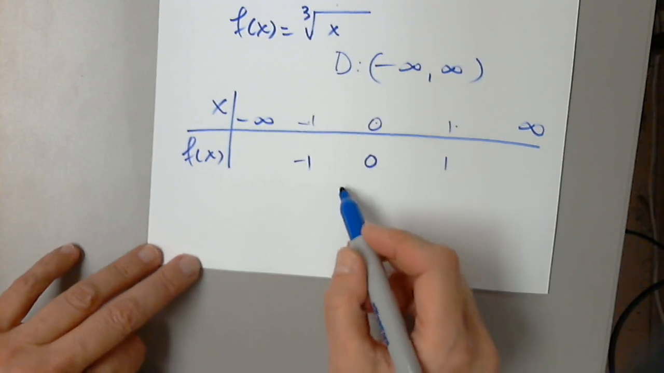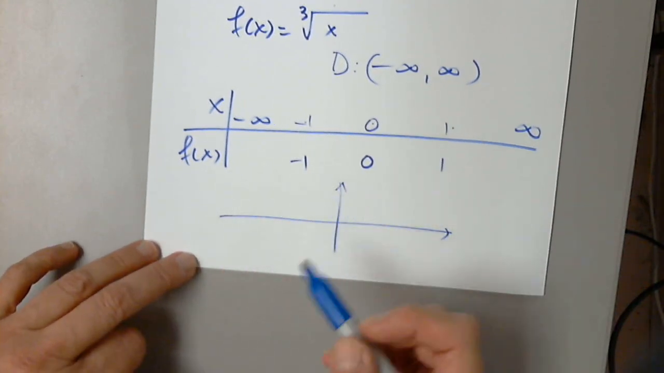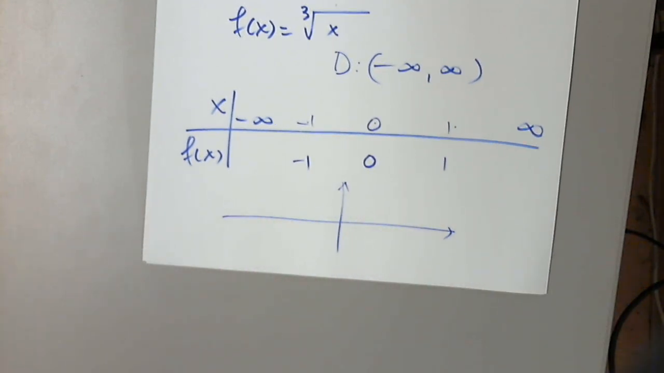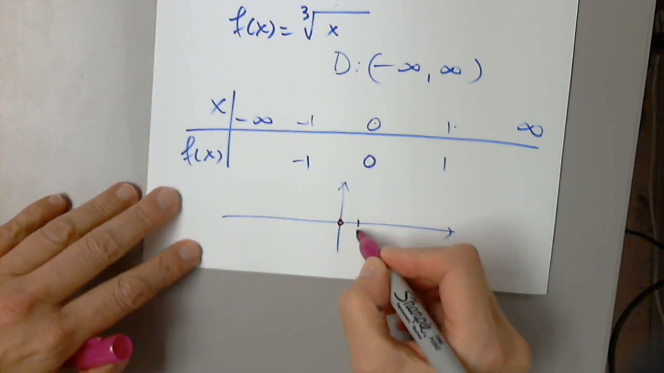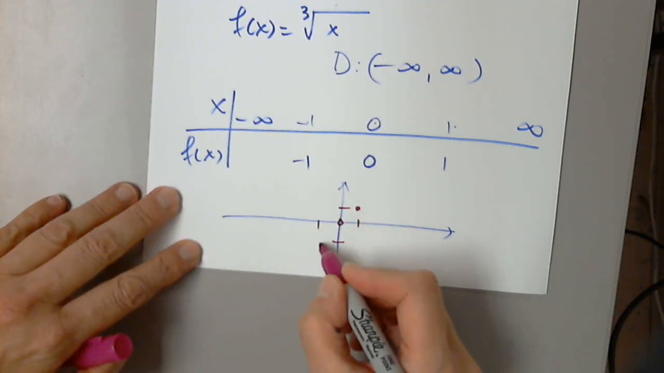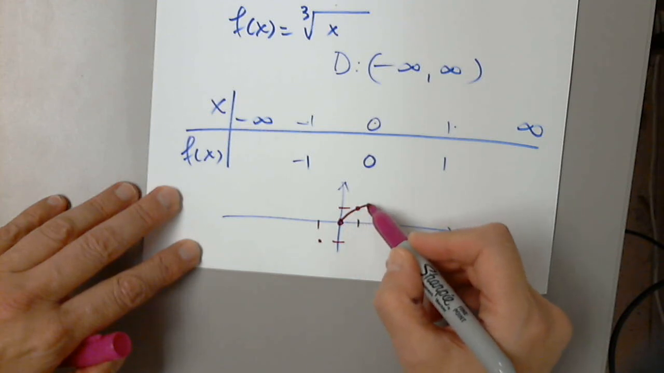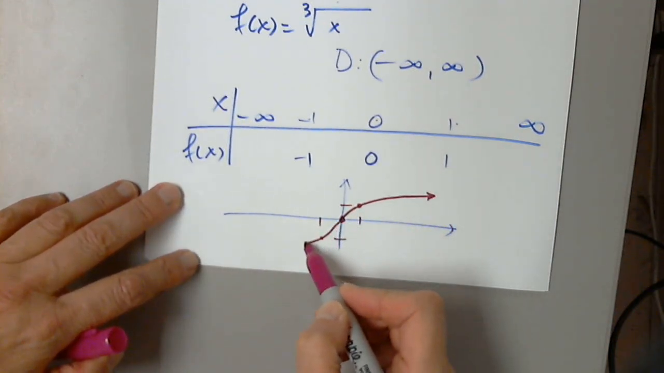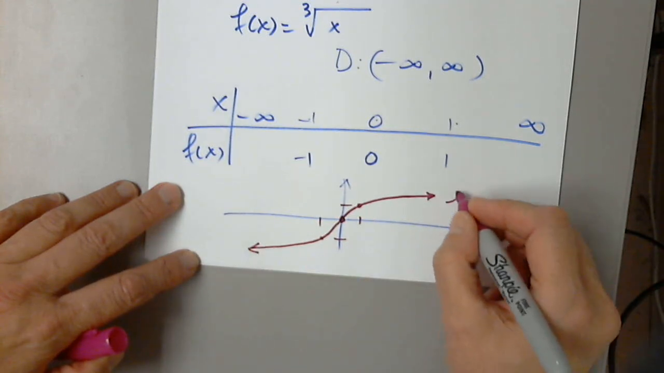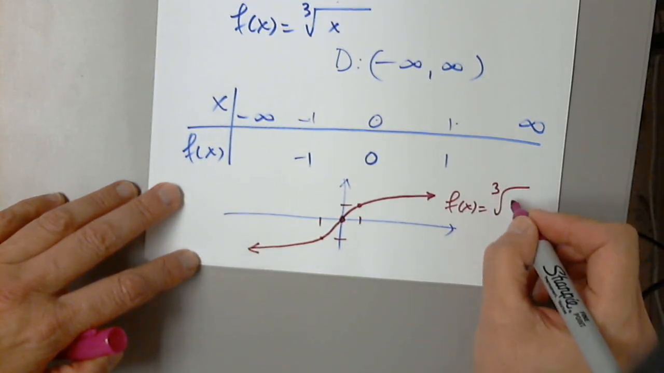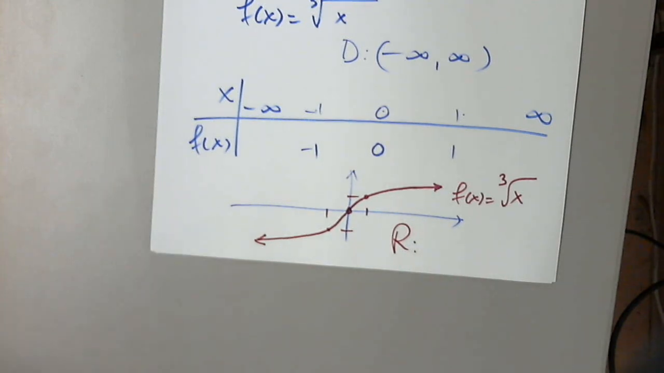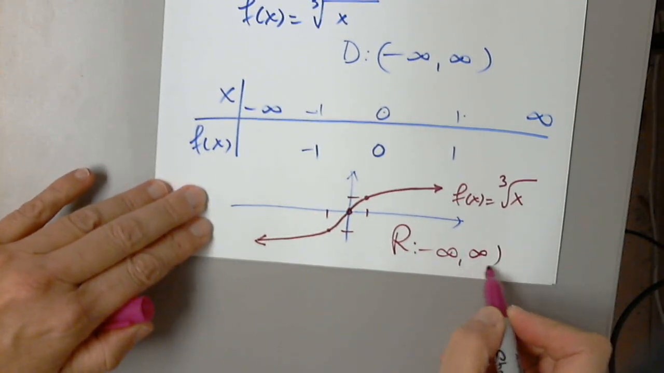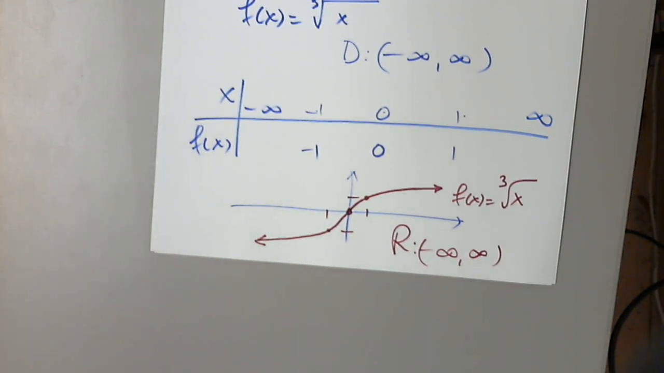That's it. So let's graph the function. At 0, 0, 1, 1, -1, -1. It kind of looks like x squared, but not really. So this is f of x equals the cube root of x. Can anyone give us the range of this function? Negative infinity to infinity, indeed. Well done.